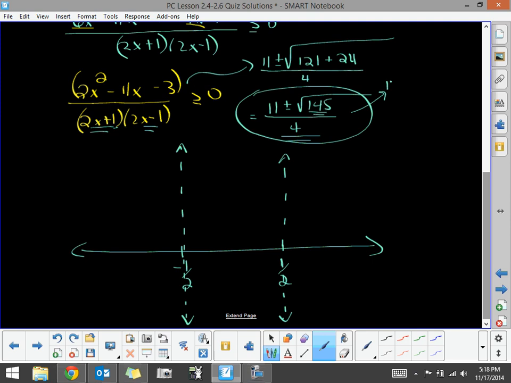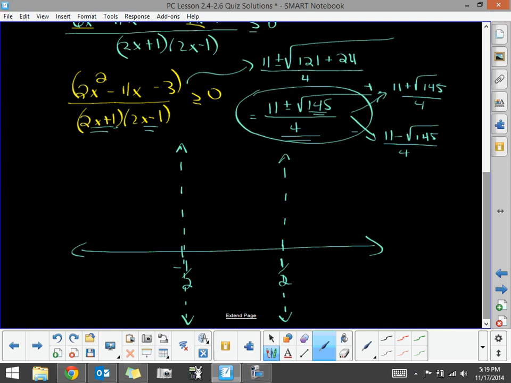And this is going to be 11 plus the square root of 145. I'm going to take that whole expression, divide it by, sorry, I only want to do the plus 1 here first. So it's 11 plus the square root of 145 divided by 4. And then I'm going to do another one where I do minus. So it's 11 minus the square root of 145 divided by 4. And I'm going to get the decimal approximations for each of those.